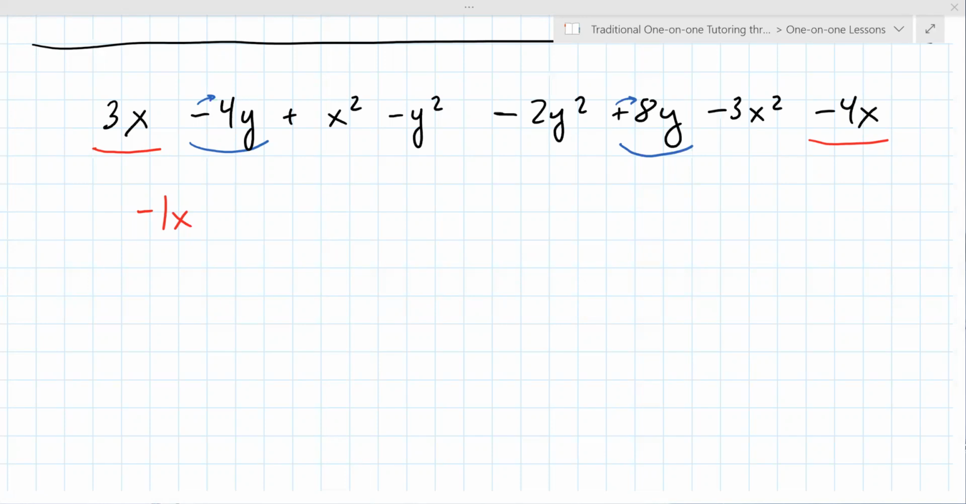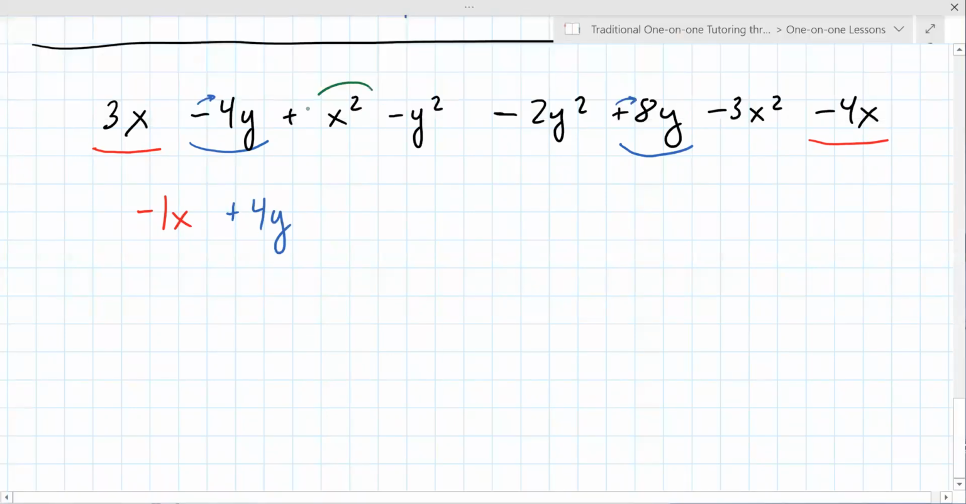So what does that become? So negative 4y plus 8y, right? Yep. What does that become? What is negative 4 plus 8? Negative 4 plus 8. 4. Okay. So plus 4y.